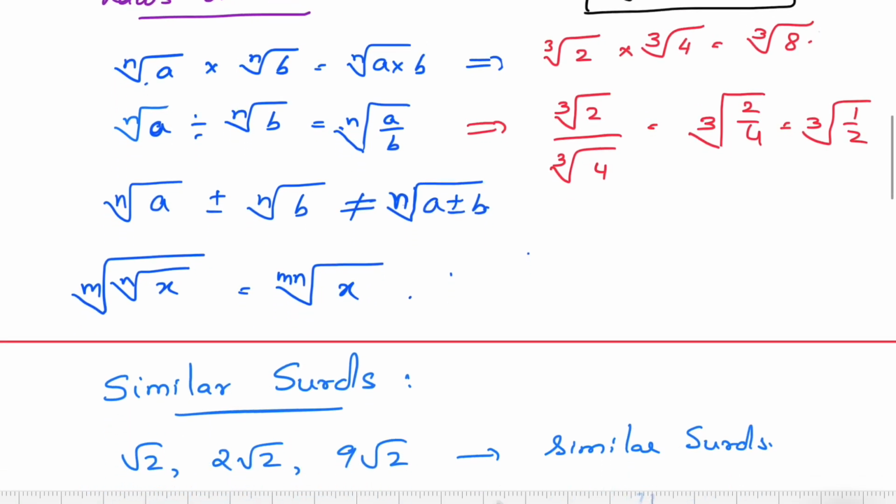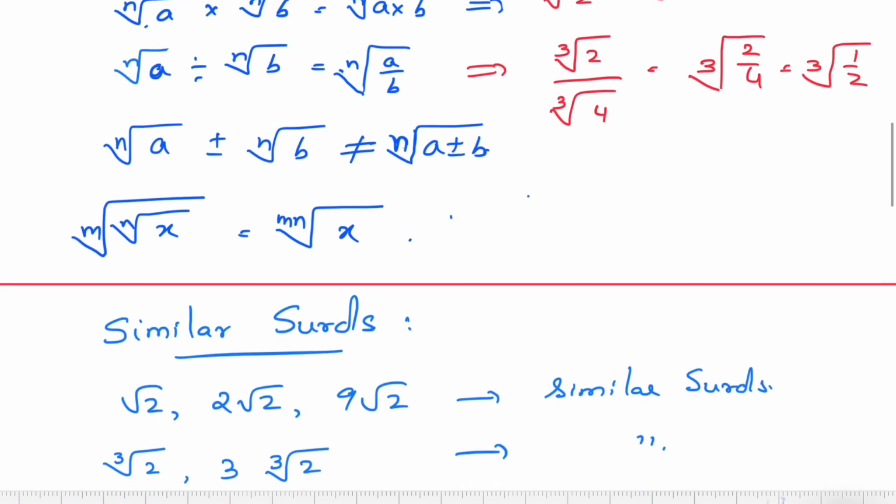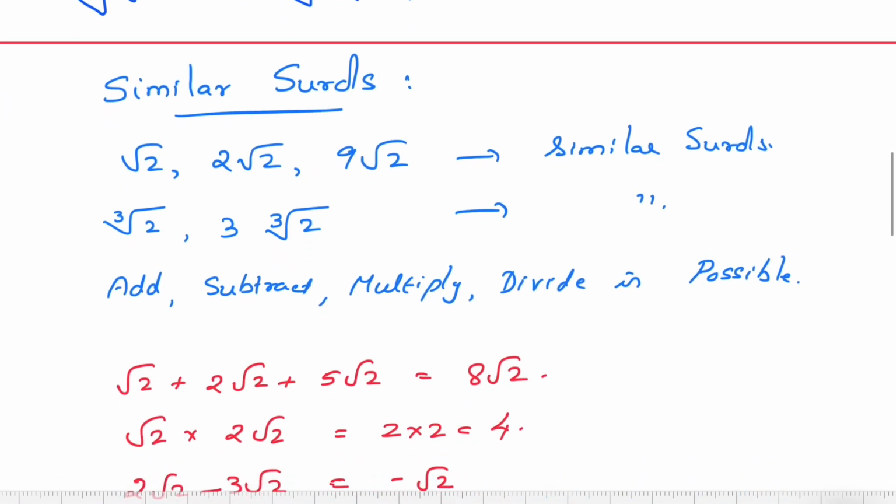Now the laws are similar to the laws of exponents. Nth root of a into nth root of b: here n is called the order, and if the orders are the same, then you can multiply. Similarly, you can divide also, but that is not possible with addition and subtraction. So nth root of a plus or minus nth root of b will stay as it is, you cannot add. When you do the problems, you will understand all this, nothing to worry.